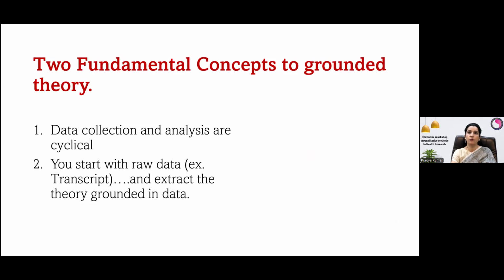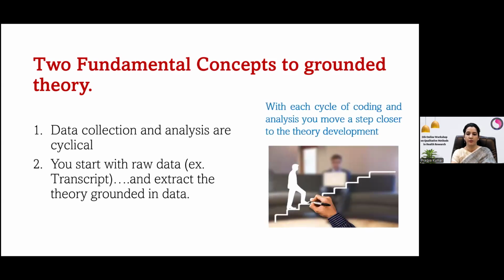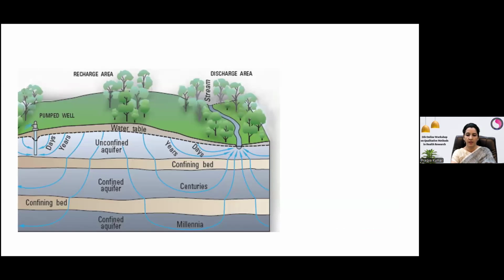So there are two fundamental concepts to grounded theory. Data collection and analysis are cyclical, and you start with the raw data and you don't have any deductive framework. You start inductively. So with each cycle of coding and analysis, you move a step closer to theory development. Like this example I was telling you regarding the water, when you ask regarding the type of research.